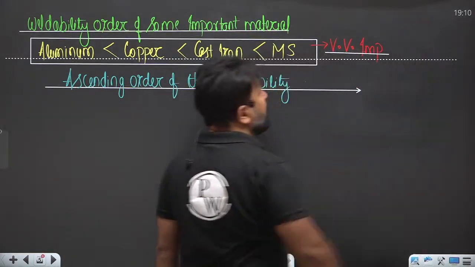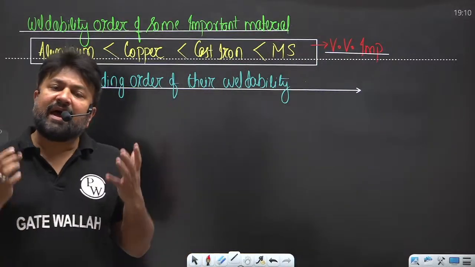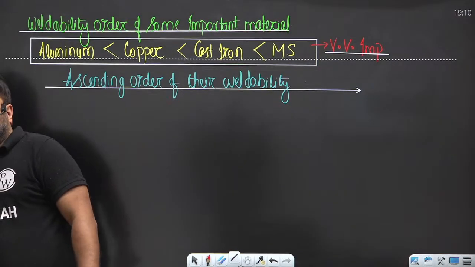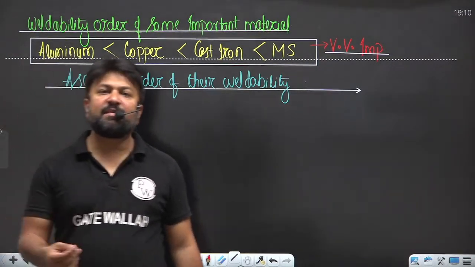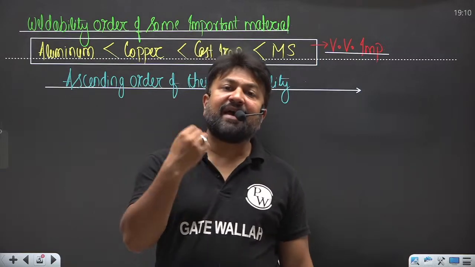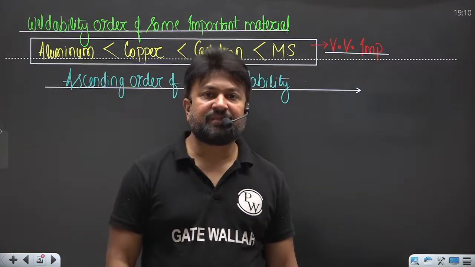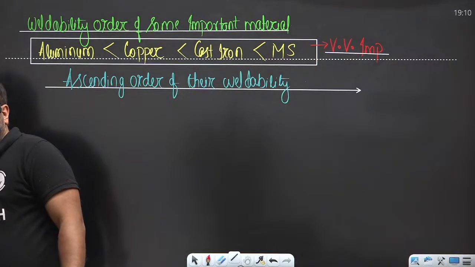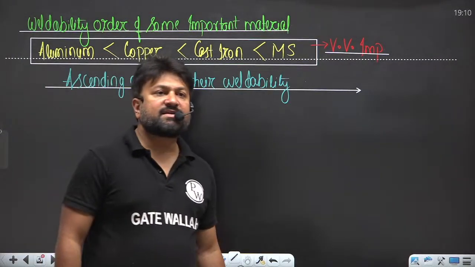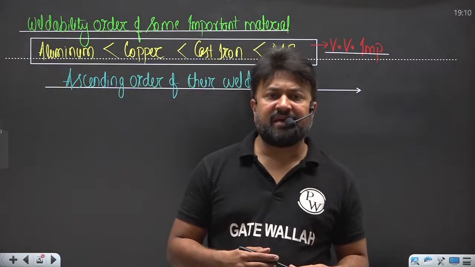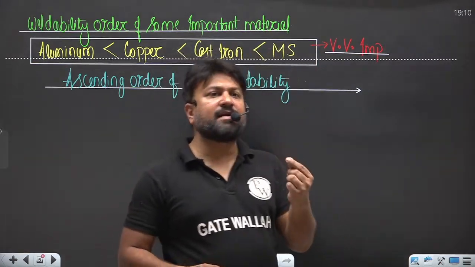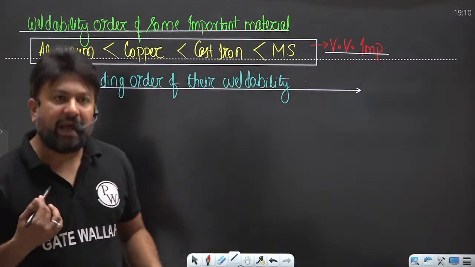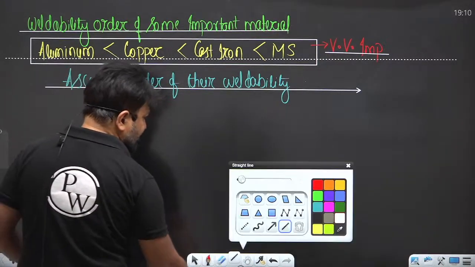Now, you may be asked, why is aluminum least weldable? Can anybody tell me why aluminum is least weldable? Nobody is going to tell me. Can you give me any one reason that aluminum is least weldable? Okay, I will explain.